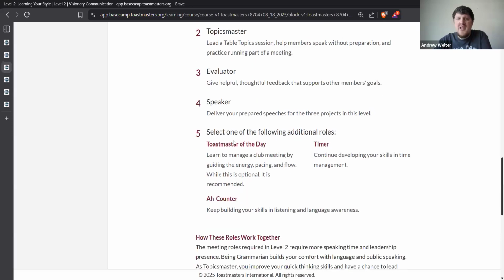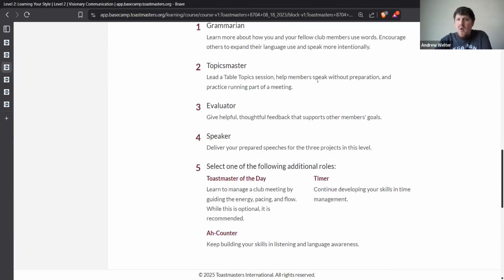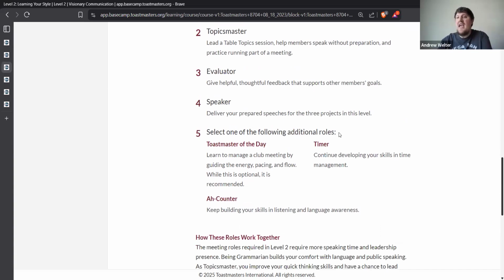else builds off of. And then any one of the following additional roles: Toastmaster of the day, timer, or ah counter. Your choice. You can be any one of the three. You don't have to be all three. You just need to have one to get credit. It's your choice which one of those. The required ones you have to do. It's just like in the later levels where you have electives. You have electives for roles now too.